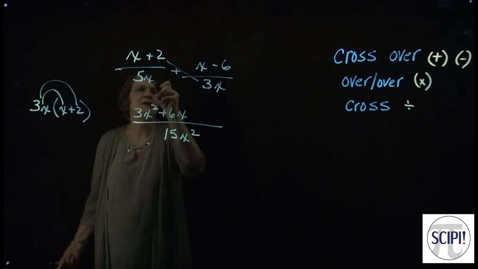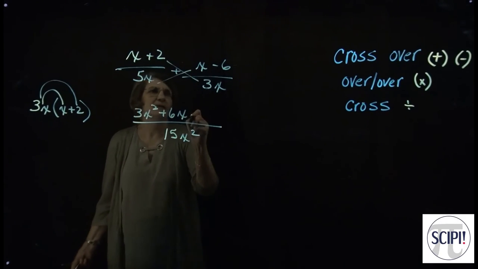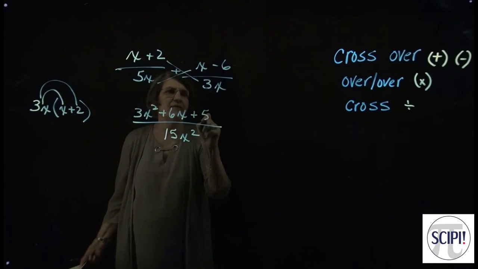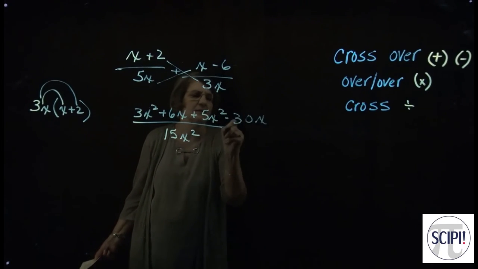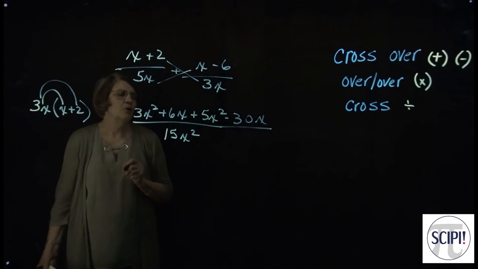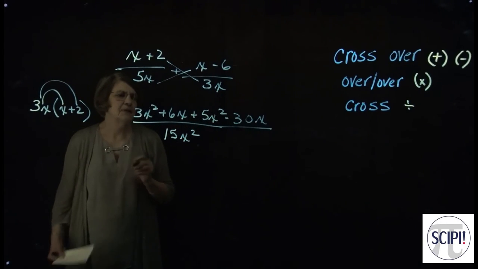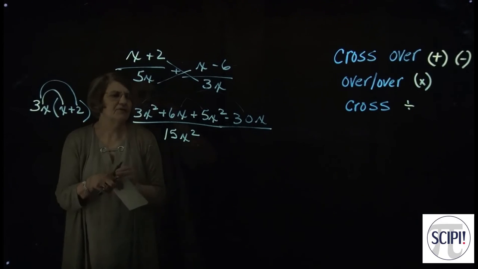Now I'm going to go the other way. And I'm going to end up, because I have a plus, 5x squared minus 30x. Okay, what should we do next? That's correct. We want to group like things.